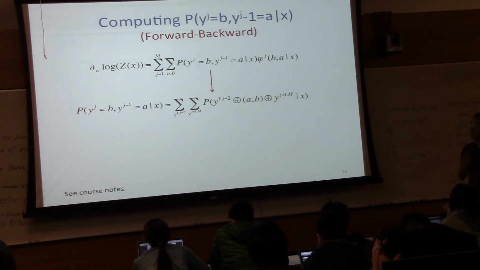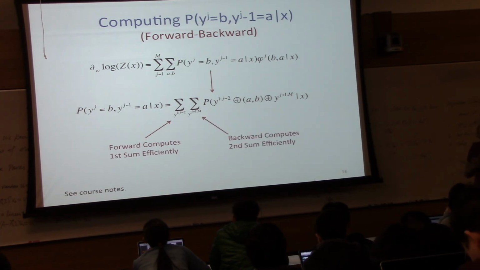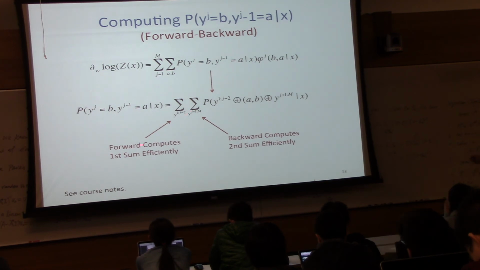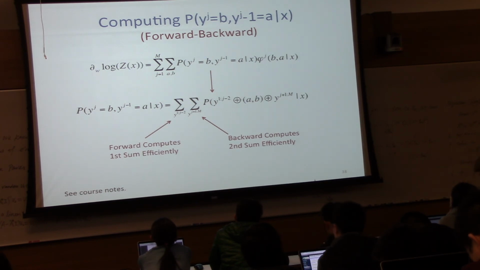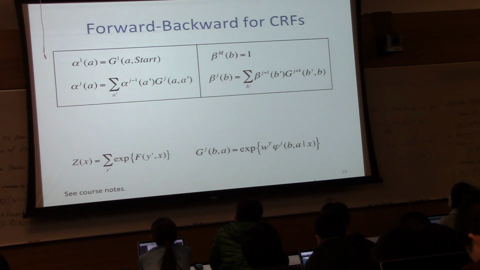I'll just go through this really quickly because you've seen most of this already, but it's just in the new notation. So half of this is computed using the forward algorithm. For every pair of adjacent tokens in the sum, you compute the first half of this probability using forward, the second half using backward. And this is something you should have seen before.